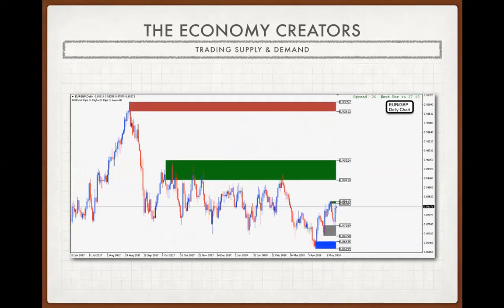Next example. Here you have another example of the euro pound on the daily. You have a good supply zone up top that has yet to be retested. You have a supply zone in the middle that has been retested several times. Below that, you have an insignificant supply zone, in my opinion, and you have two demand zones, one retested, one untested. Price is currently buying up from that untested demand zone. Price is currently trying to trade through that retested supply zone.